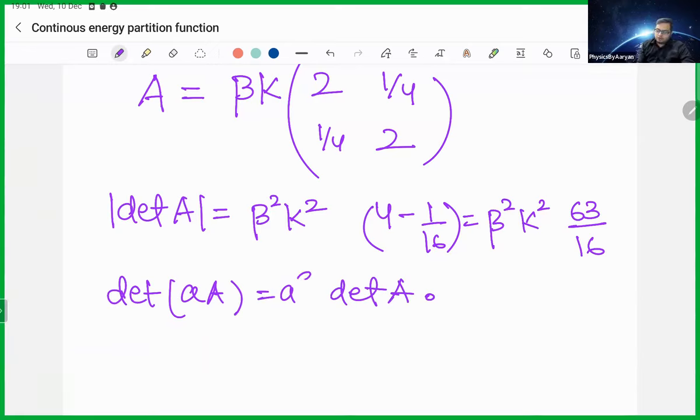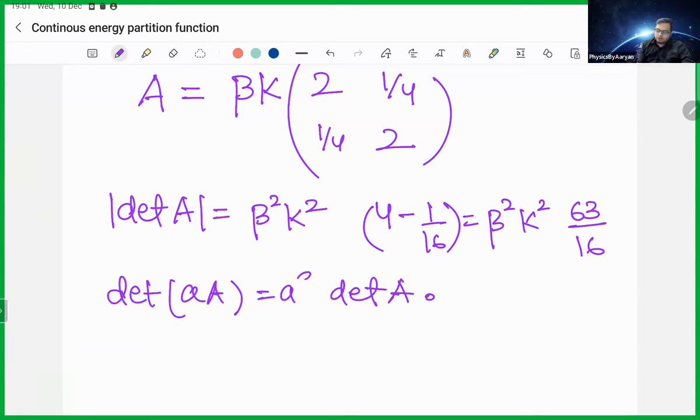How will we do it? Nothing. Just take half common. Keep half as such, and then find your matrix A. Once you have found the matrix A, find its determinant. So you have found the determinant. Now you are at the last step. So the last step is 2 pi under root of determinant of A.